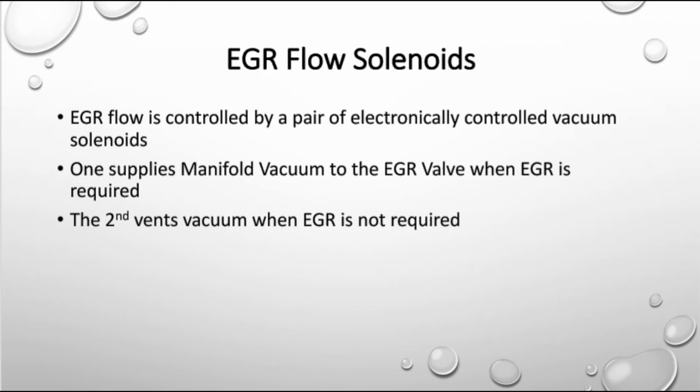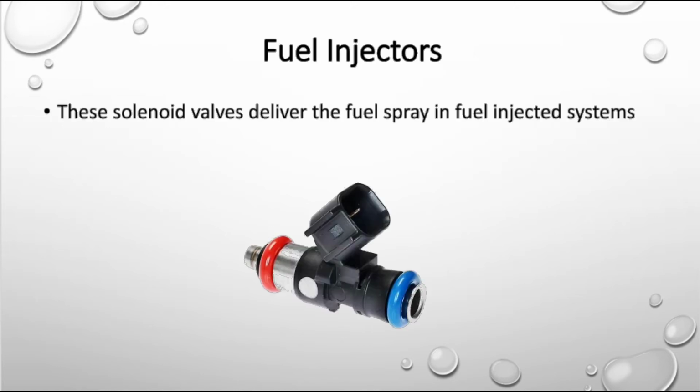EGR flow solenoids. EGR flow is controlled by a pair of electronically controlled vacuum solenoids. One supplies manifold vacuum to the EGR valve when the EGR valve is required. The second one vents vacuum when the EGR is not required. Fuel injectors. These solenoid valves deliver the fuel spray in the fuel-injected systems.